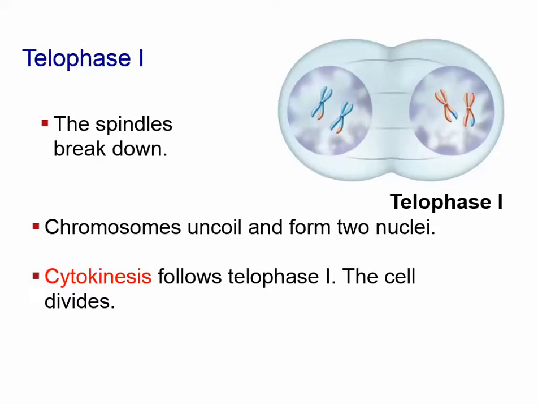Telophase 1, that spindle breaks down, the chromosomes uncoil, and your nuclei reform. And then cytokinesis will follow telophase 1, and the cell divides. Now, at this point, we are no longer 2N. Now we are 1N, or N. And after cytokinesis, it doesn't go to interphase. It goes straight to prophase 2.